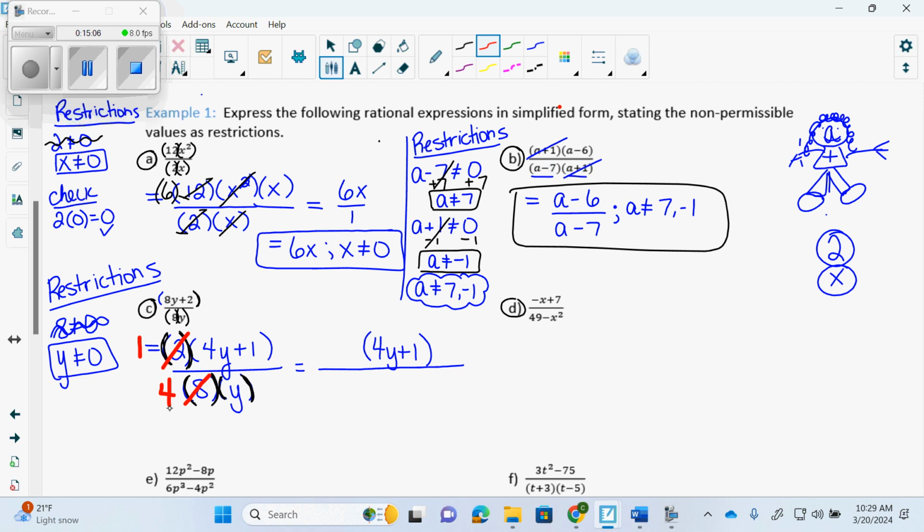Now, can this y snowball cancel off anything in the numerator? No, the only way a y snowball can cancel off anything is if there's a y, or a y squared, or a y cubed by itself, or a y4 by itself. Because a y4 by itself is just a y and a y and a y and a y. A y cubed by itself is just a y snowball, y snowball, y snowball, right?